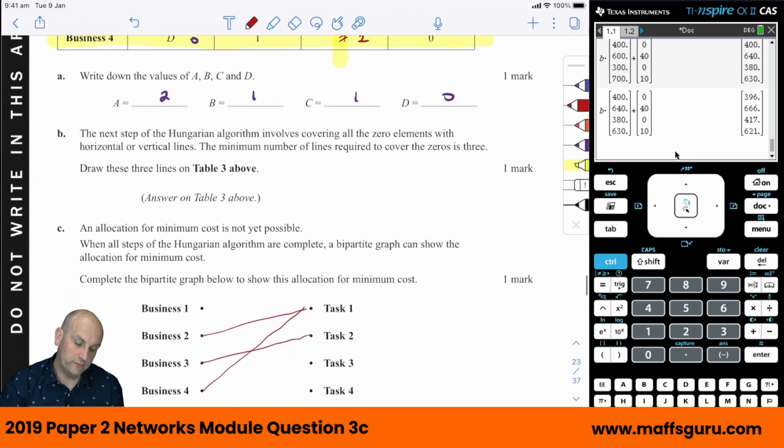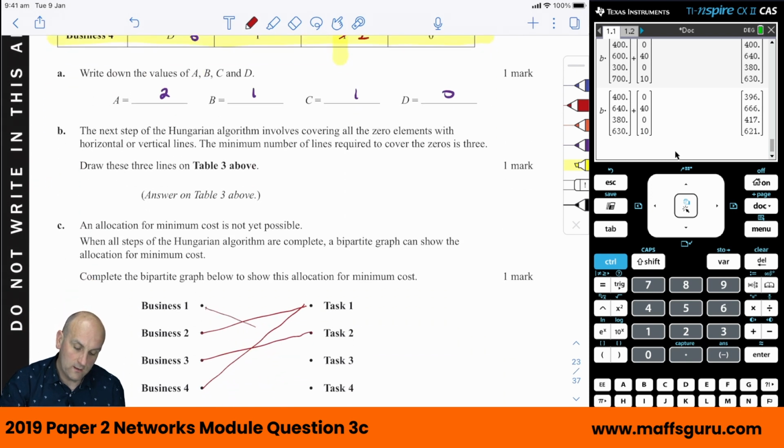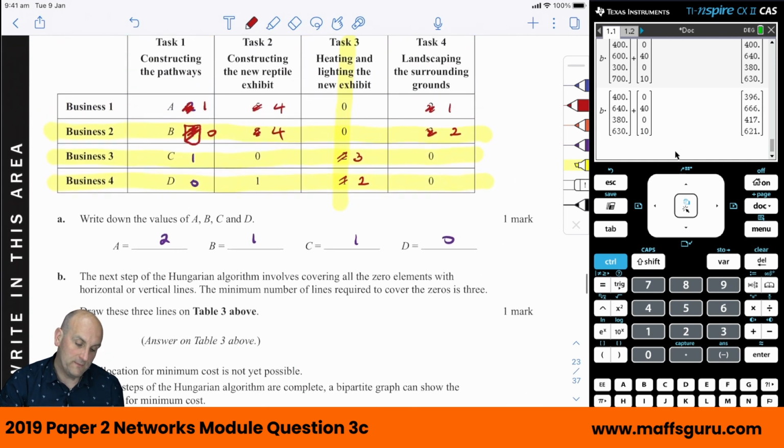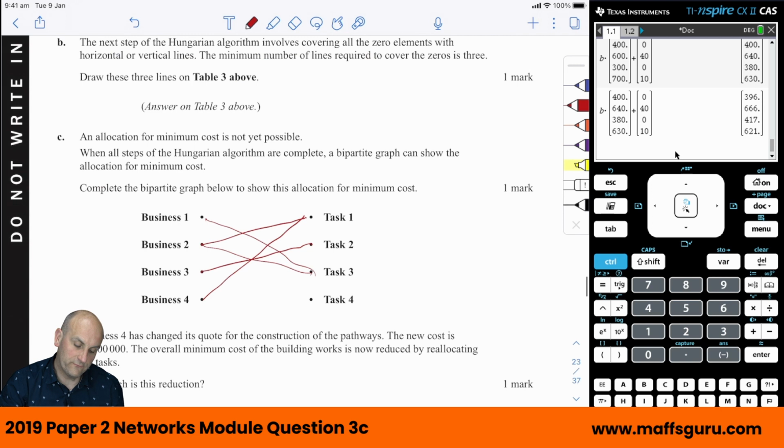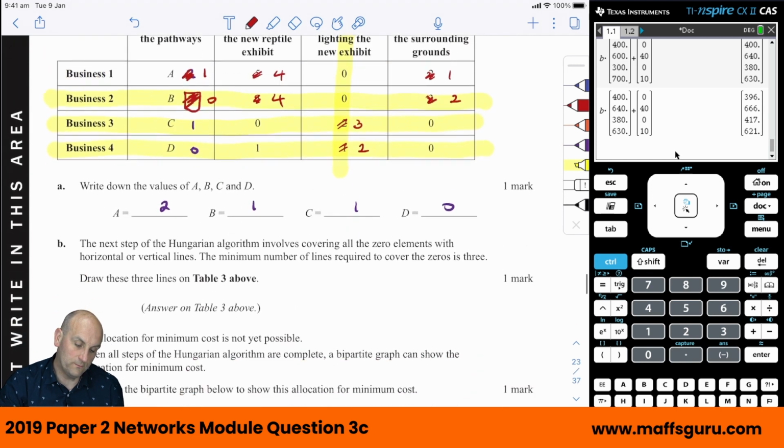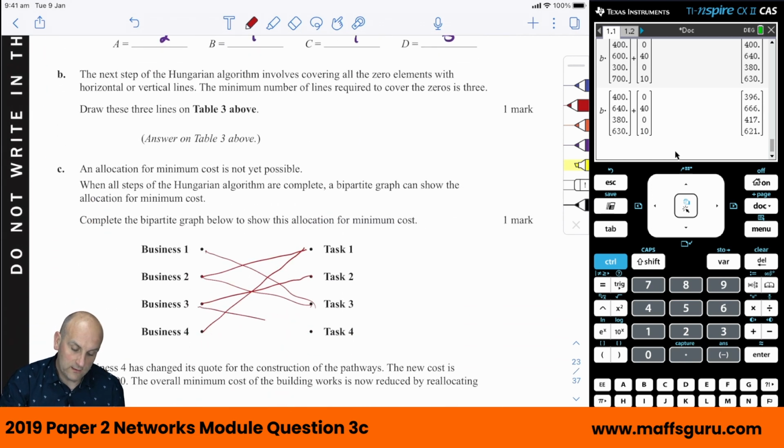Business 1 and 2 can do task 3. Business 1 can do task 3, and business 2 can do task 3. Businesses 3 and 4 can do task 4. Task 4, businesses 3 and 4. Business 3 can do task 4, business 4 can do task 4.